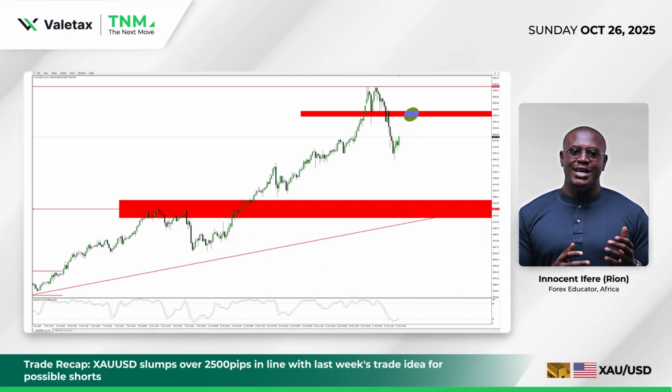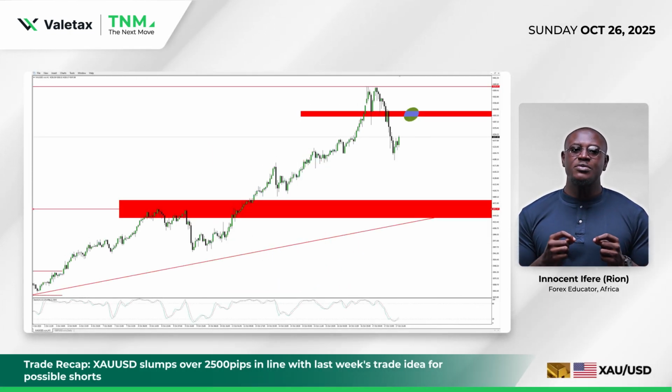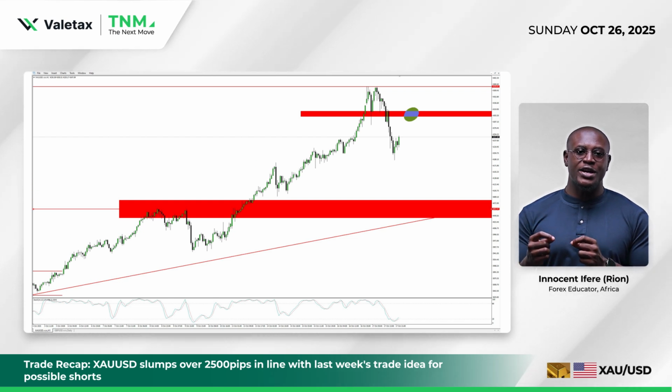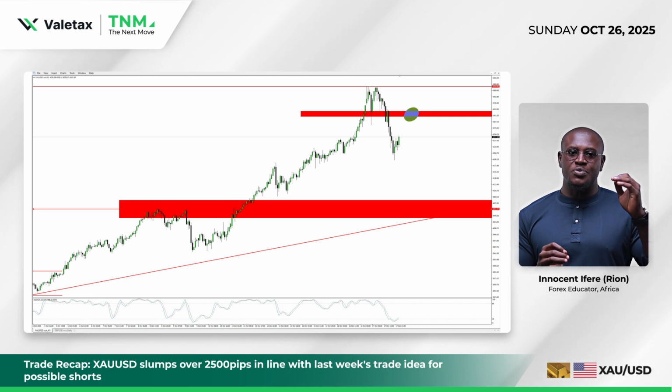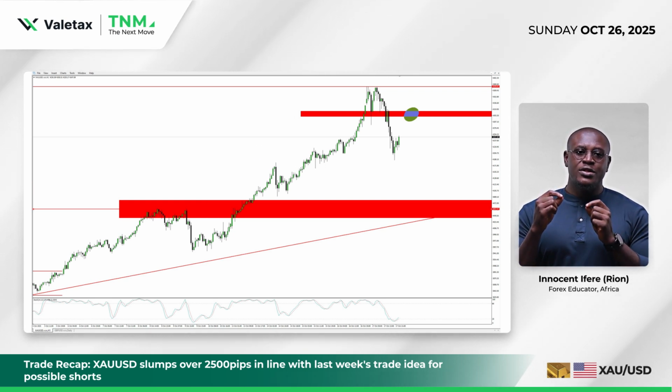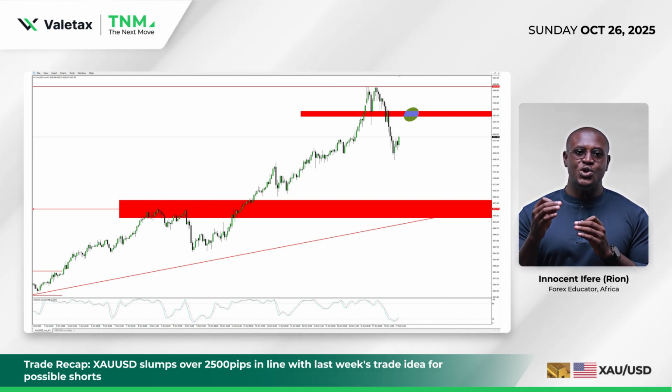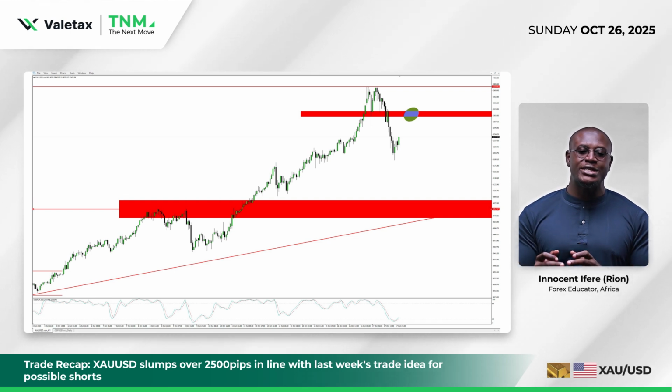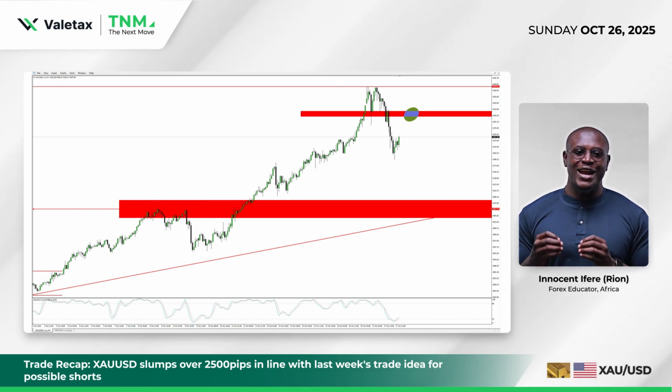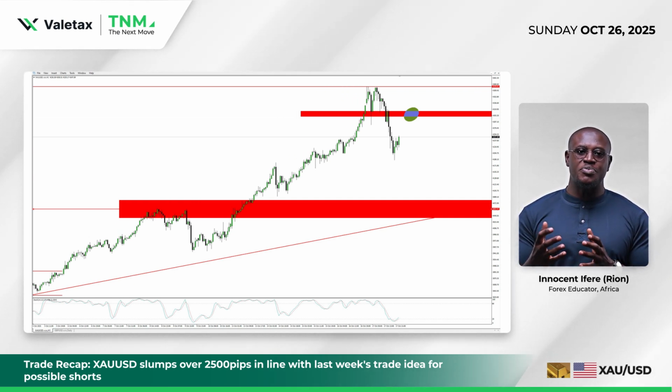For the XAUUSD last week, we had the trade idea expecting prices to stay above the 4,300 levels in order to continue to create new all-time highs. But the moment prices got to the previous high at the 4,378 levels, we saw the XAUUSD fall straight to the 4,100 level as a possible start for the bearish correction on the XAUUSD.